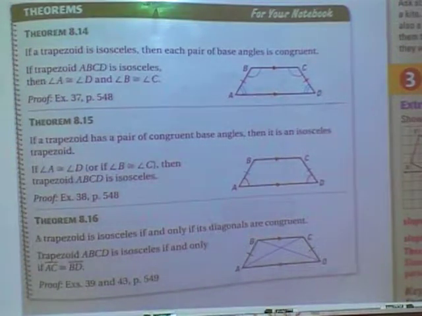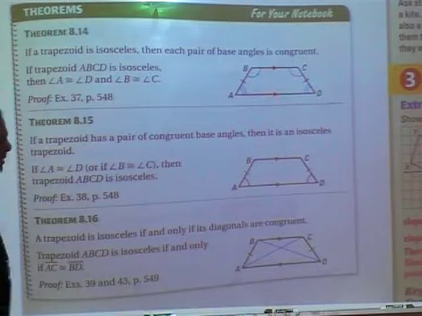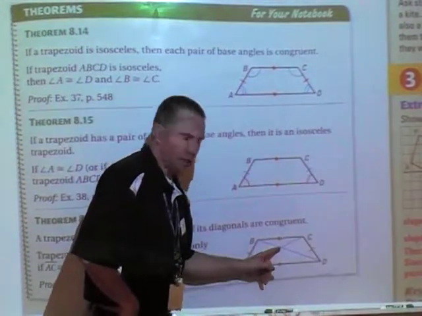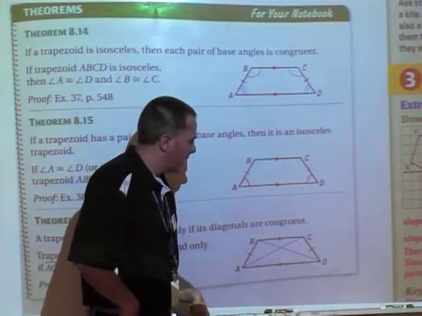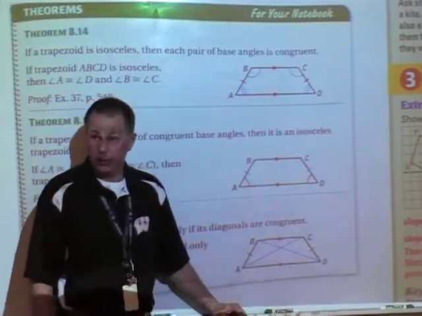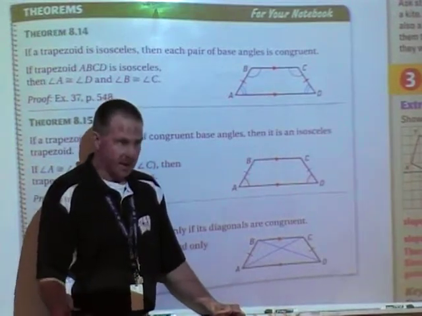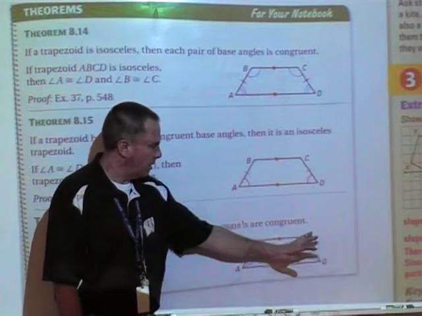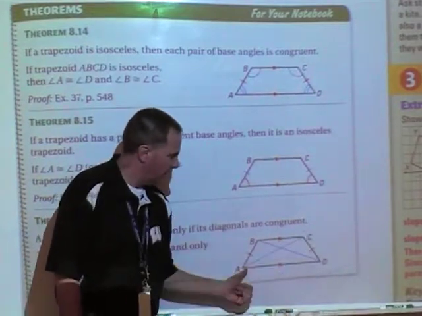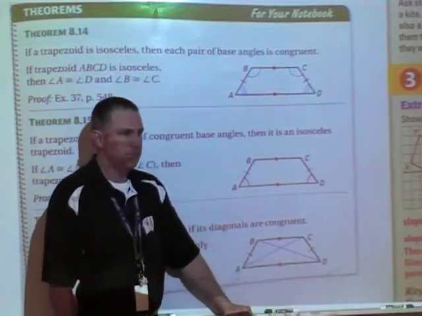And then theorem 8.16, the trapezoid is isosceles if and only if your diagonals are congruent. Notice they don't look like they intersect at 90 degrees. They're not perpendicular. I think that's pretty obvious, but there may be some trapezoids you're not sure of. Just remember they're not perpendicular to each other. But they are congruent. So AC is congruent to BD.